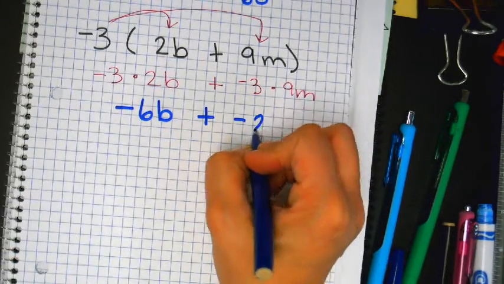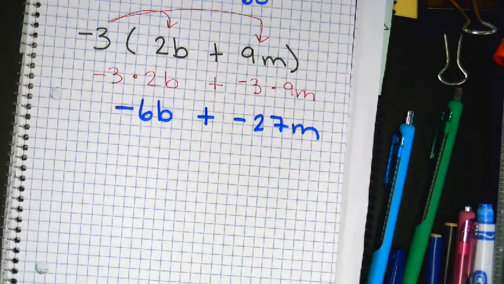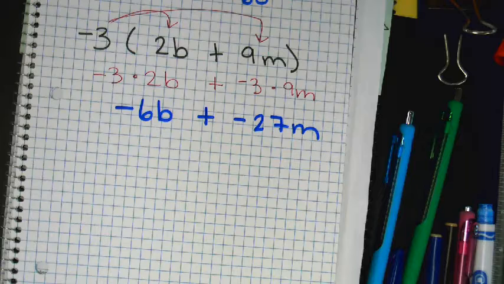Wait, and then what if they were both negative? Is the answer still negative, or is it gonna be positive? Well, it's a negative times a negative, so then it would be positive.